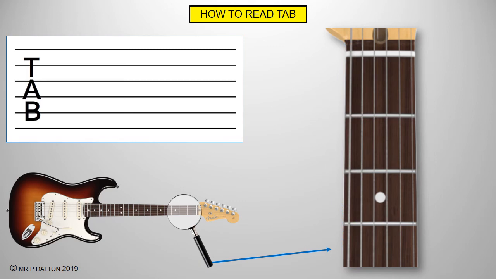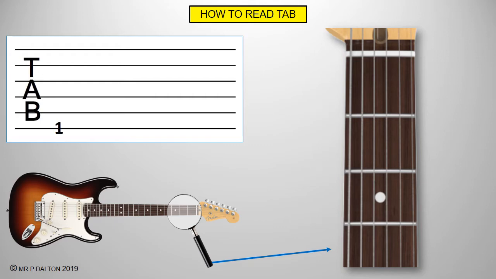Now when you see numbers on tab, these represent the frets. The fret is where you place your finger on the guitar to produce notes of different pitches. So if you saw a number 1 on tab, you would put your finger behind the first fret, and number 2 behind the second fret, number 3 the third fret, and so on.